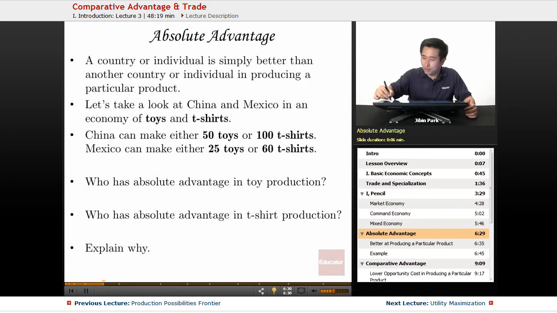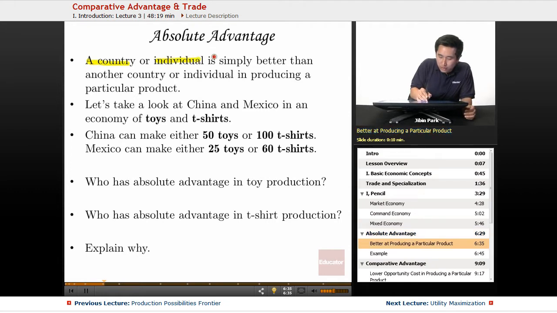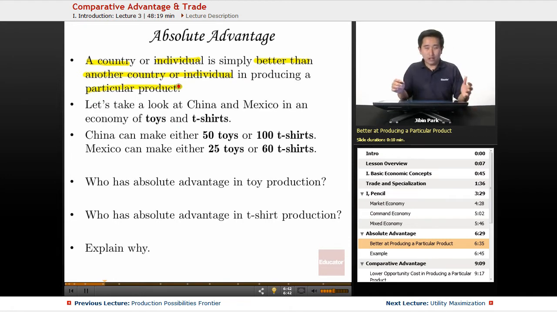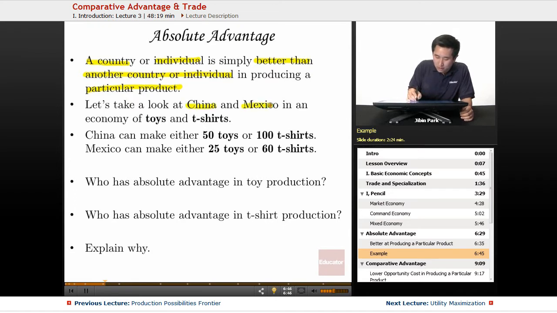So absolute advantage, what is absolute advantage? It's exactly how it sounds. A country or individual is simply better than another country or individual in producing a particular product. So let's take a look at a country and use actual numbers for this example. Let's take a look at China and Mexico, an economy of toys and t-shirts. China can either make 50 toys or 100 t-shirts, and Mexico can either make 25 toys or 60 t-shirts. So the question here, given their production capabilities, is who has absolute advantage in toy production?